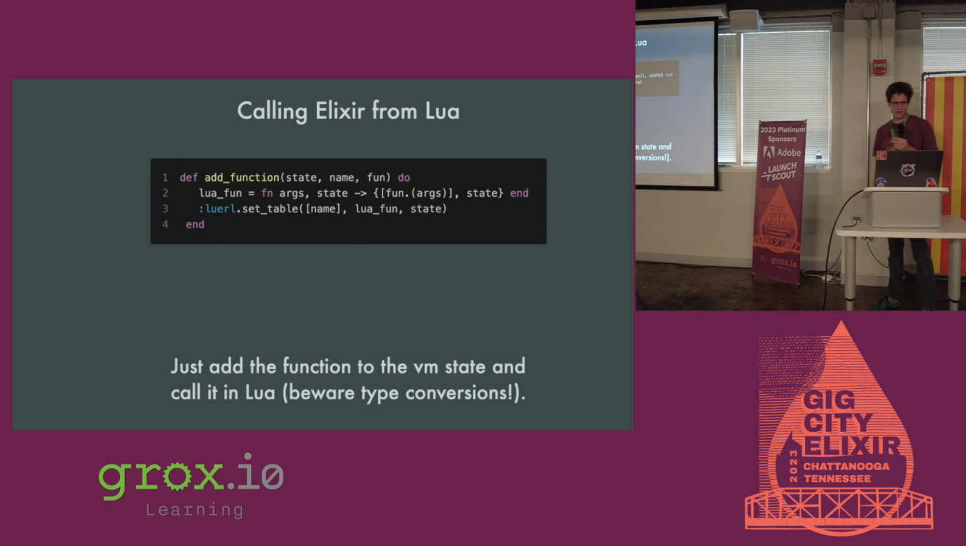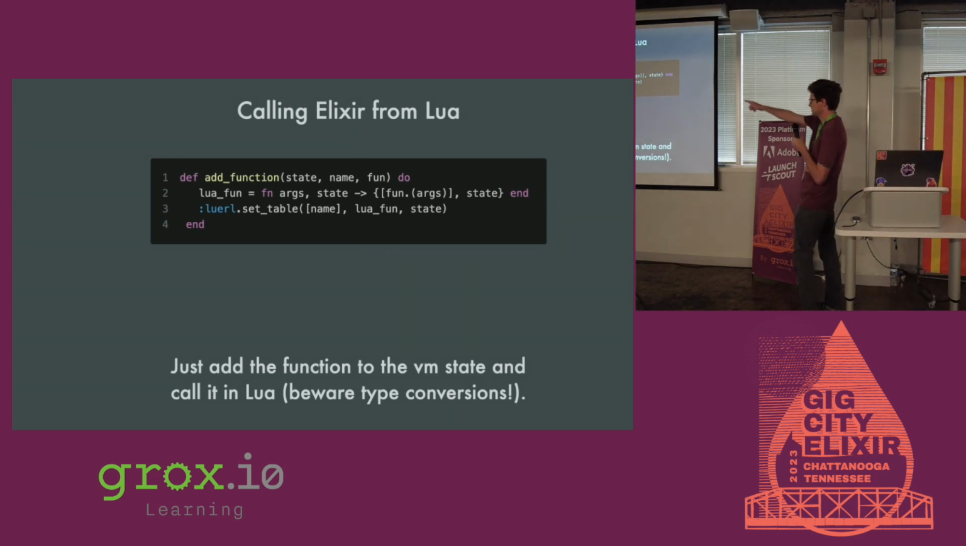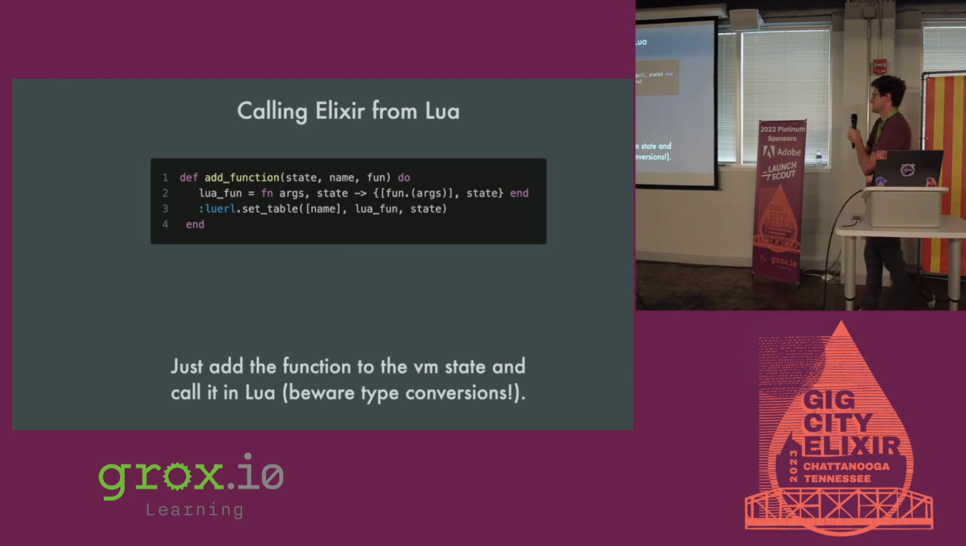So here's an example of adding a function. Right there, we start setting a table in the Lua world VM, and it has an Elixir function that we're going to run, and that's pretty much all there is to it. Once you do that, from within Lua, it's just a function of the same name, and you've got access. We'll see that in a minute.